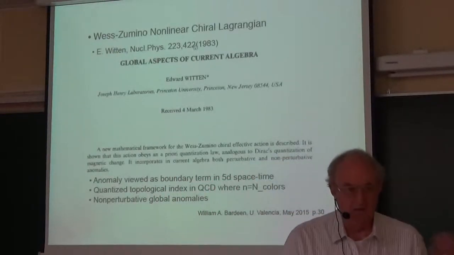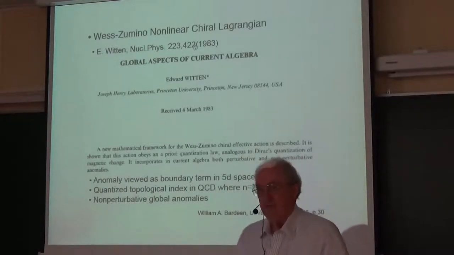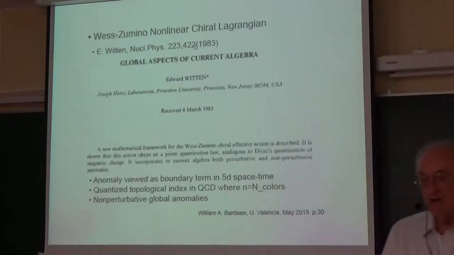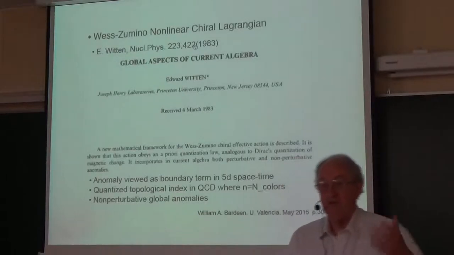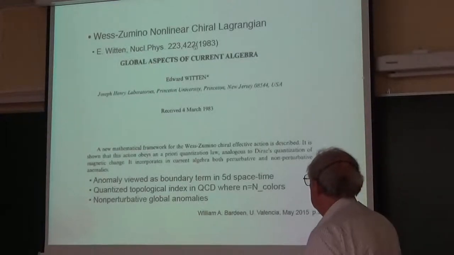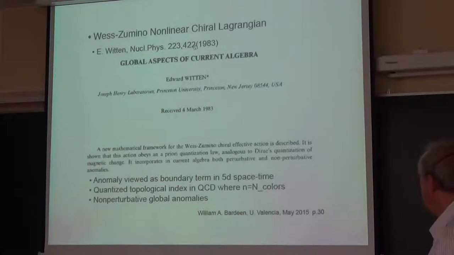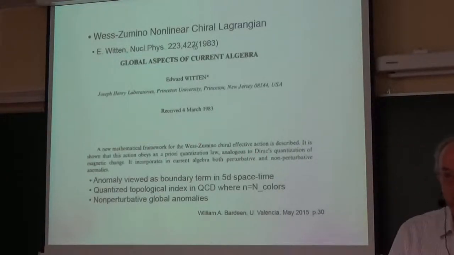So this was an observation made in the late 60s, I guess it's a 1970 paper. And it had important consequences then, but another important paper, which you should read if you're really interested in anomalies, is the paper by Witten, who looks back at the Wess-Zumino terms and their origin and their interpretation from a more mathematical perspective. This paper studies that, and as it says here, it's a new mathematical framework for studying the Wess-Zumino chiral effective action. And it shows it has a structure that goes beyond just the form of the Wess-Zumino term.